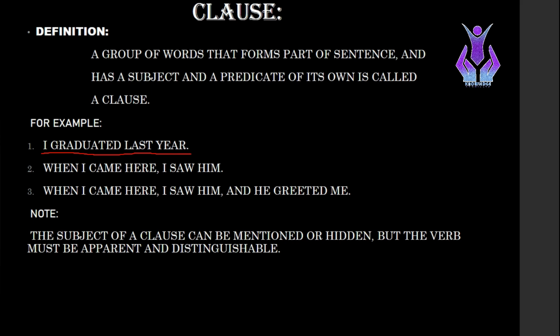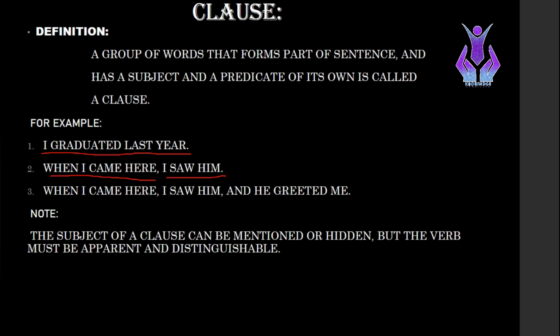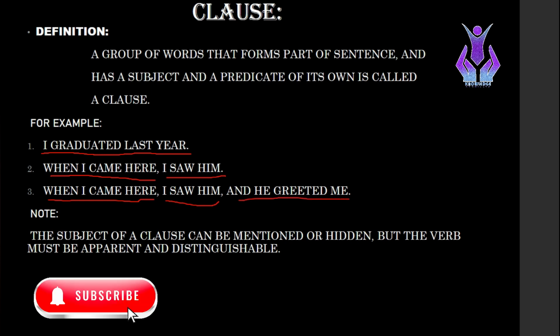The next example is when I came here, I saw him. Here we have 2 clauses: one, when I came here, and the second, I saw him. So it is a 2-clause sentence. The next one is when I came here, I saw him and he greeted me. Here we have 3 clauses in this sentence. So this is a 3-clause sentence.